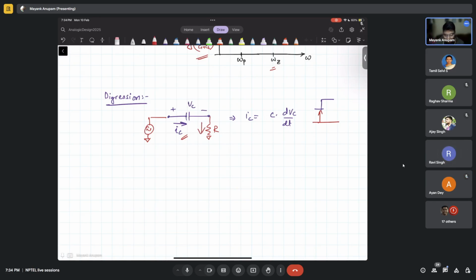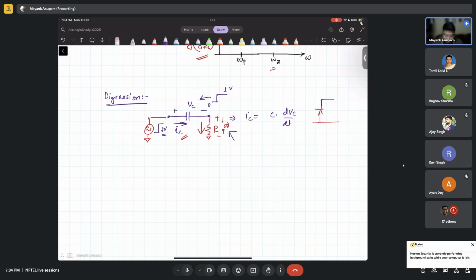If the current through the resistor becomes infinite, what will be the voltage across it? That will also be infinite, right? And you will see that the voltage across the capacitor is not infinite, because it's a finite step. The voltage across the capacitor is a finite unit step, from 0 to 1 volt, let's say. However, the voltage across the resistor became infinite, right? And the voltage source also has a finite value, which is 1 volt, right? Correct?